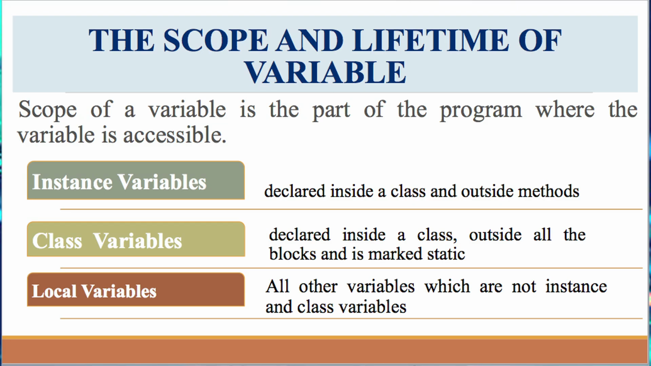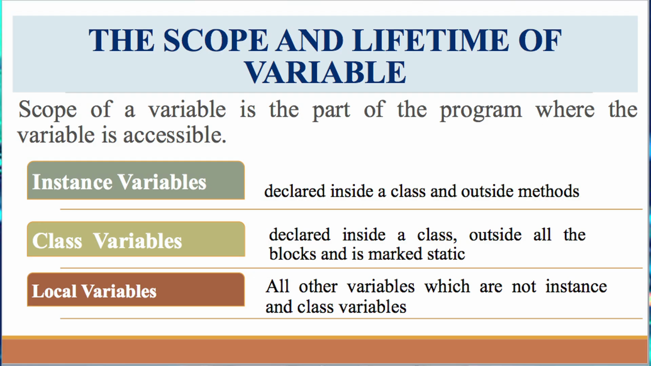So, we have three types of variable: instance variable, class variable and local variable. Instance variables are the variables of a class, declared inside the class and outside the methods. The lifetime of these variables is from when we execute the class up to the end of the class.